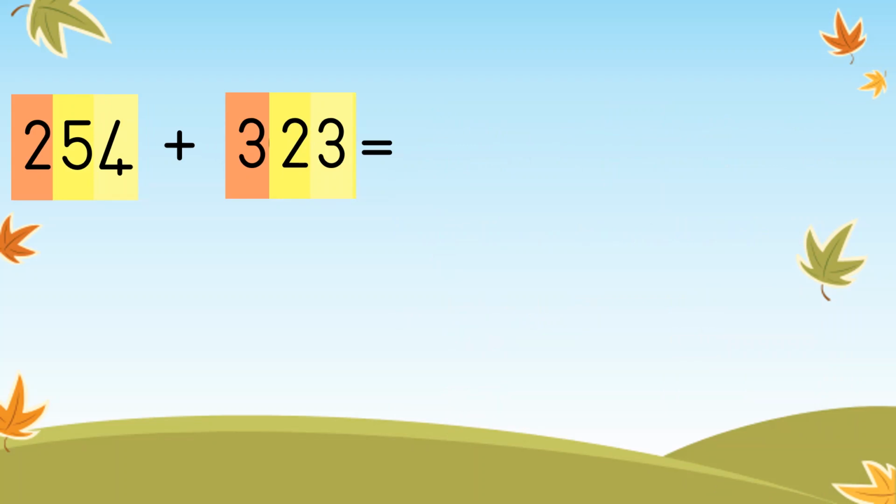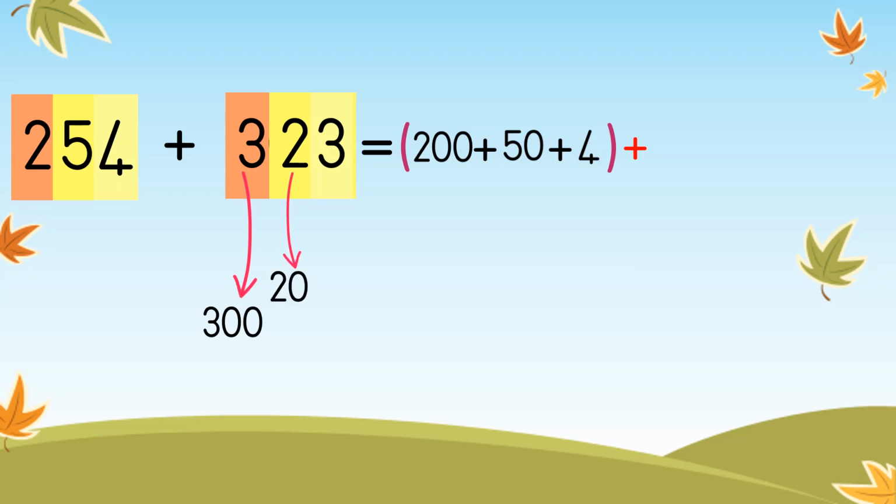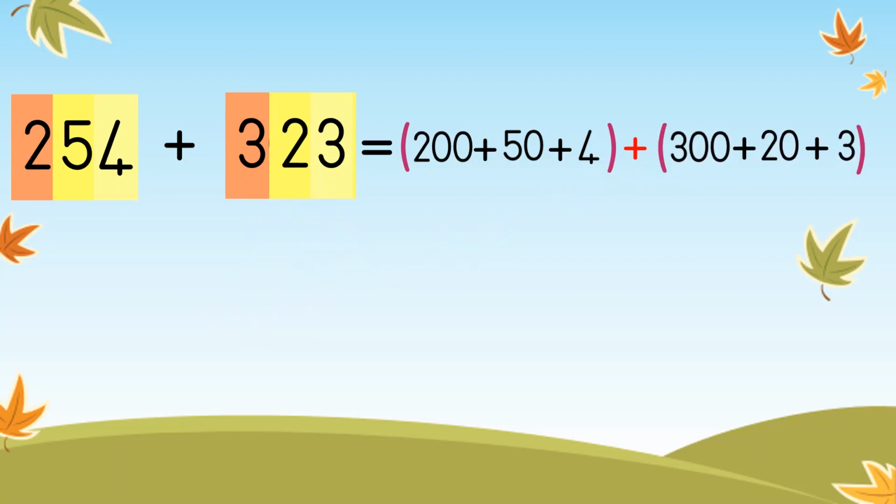254. What is the value of 2? And the value of the 5? How about the 4? Great, let's write them down. Now, 323, the value of 3, the value of 2, and the value of 3. Done. So what should you do now?